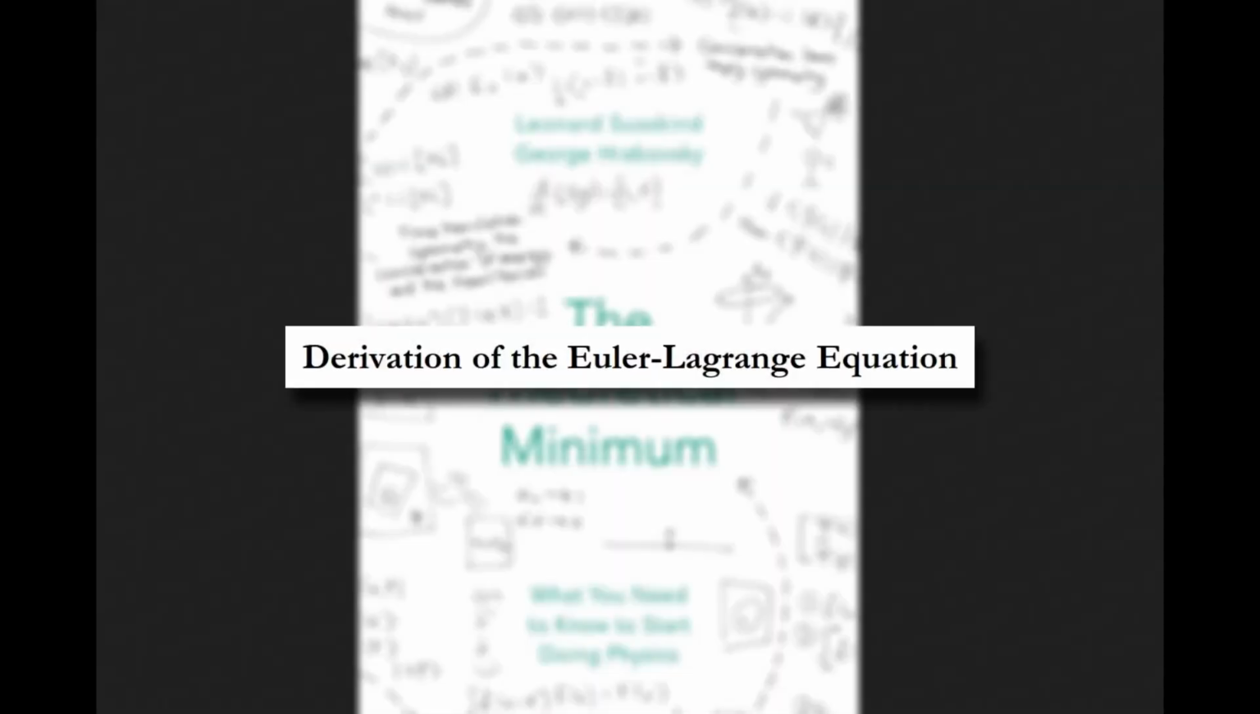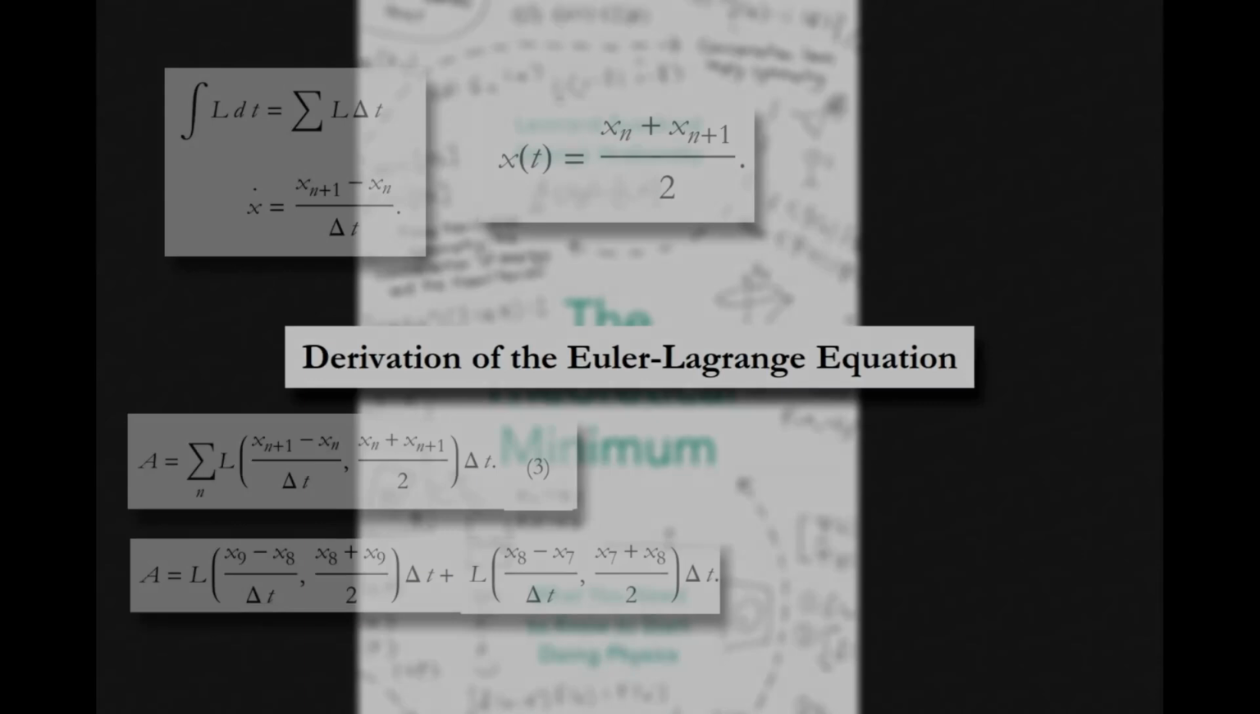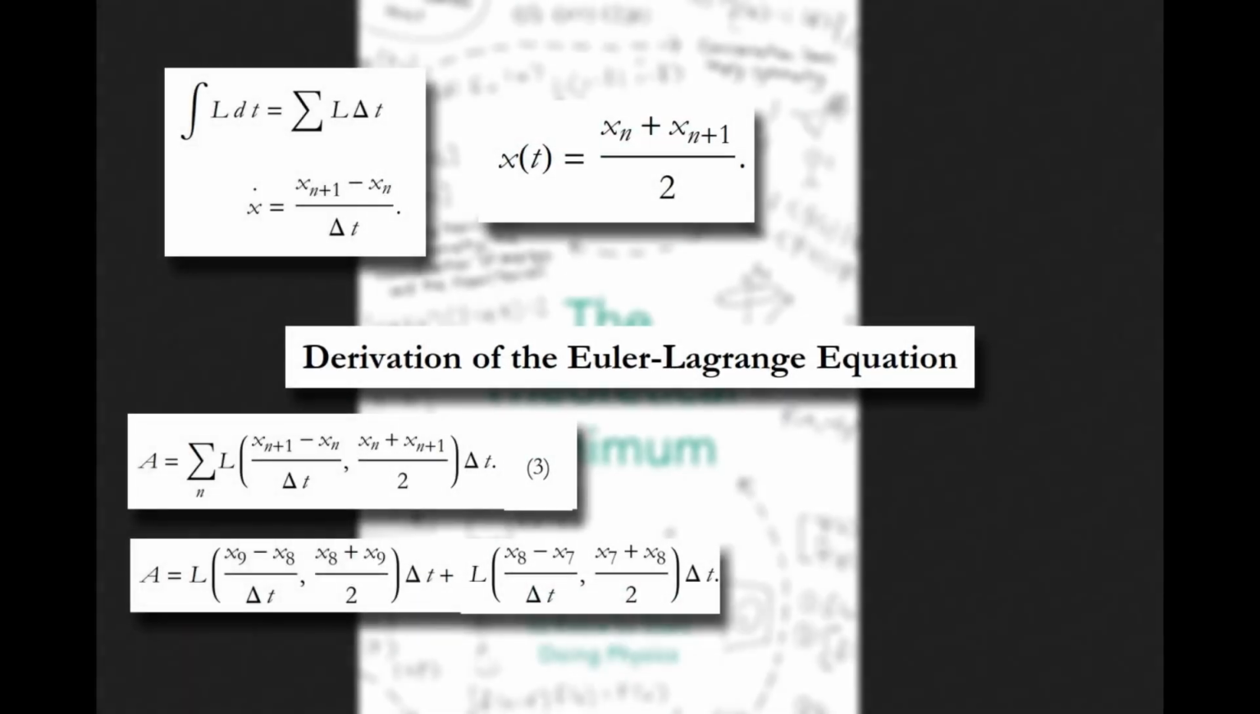Derivation of the Euler-Lagrange equation. Let's see if we can derive the Euler-Lagrange equation for a single degree of freedom. Start by replacing continuous time with stroboscopic time. The instants can be labeled by integers n. The time between neighboring instants is very small. Call it delta t. The action is an integral, but as always, an integral is the limit of a sum. In this case, we are going to think of the sum as being over the intervals between successive instants.